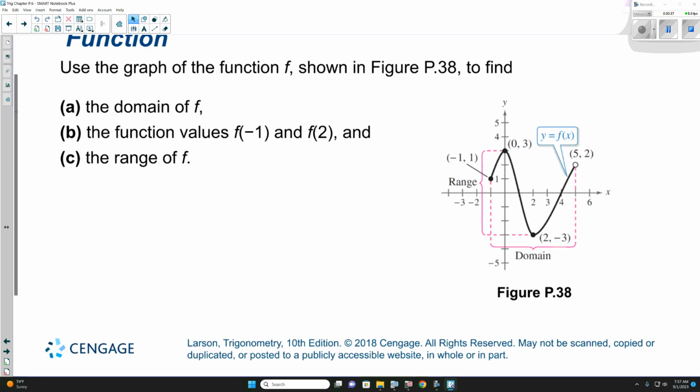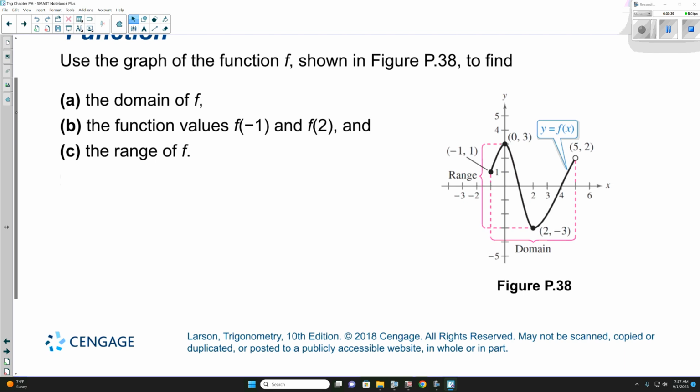Now the domain is the input of the function, or the values. So what x values do we have across the function? And the range is the y values of the function. And we can also denote f of -1 and f of -2, which is just really telling us, if we wanted to look at those there, f of -1, what is going to be the y value when x is -1?